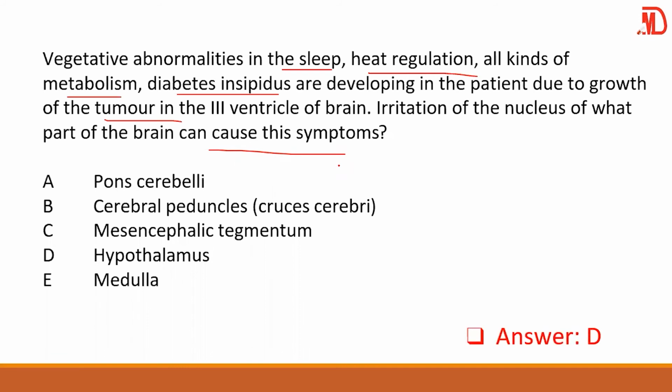Hypothalamus. So basically, it is involved in metabolic processes and other activities of the autonomic nervous system. So it can lead to disturbance in sleep, sexual functions, and so on and so forth. So over here, that is what we are looking at. So your answer is D.